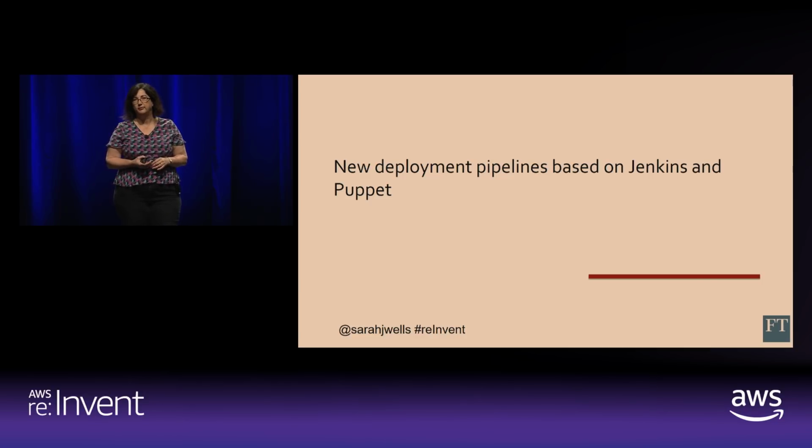So our new deployment pipelines were based on Jenkins and Puppet, and our FT platform would basically install Puppet for you as part of setting up a server. So it wasn't completely straightforward, but it was pretty quick, and it made a massive difference because it was automated.